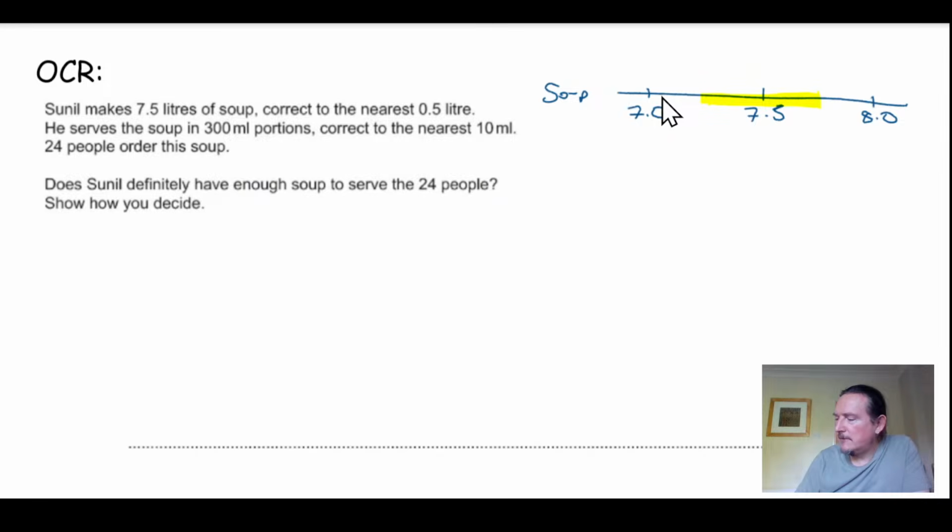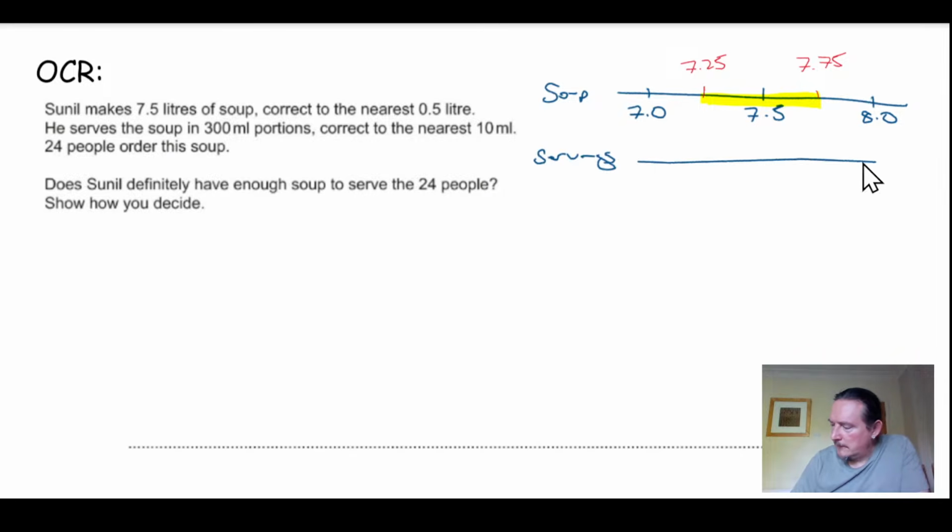So this kind of region of numbers are going to round to 7.5. Any less than that's going to round down to 7. Anything more than that's going to round up to 8. Okay, so I just think this is a good way to quickly visualize and put your method down. And then your error bounds are going to be halfway between those numbers on the scale. So halfway between 7 and 7.5, that's going to be 7.25 for the lower bound and 7.75 for the upper bound. Okay, and then for the other thing we've got on here, what else have we got? We've got soup. He serves soup in 300 millilitre portions, correct to the nearest 10 millilitres. So this is for the serving then.